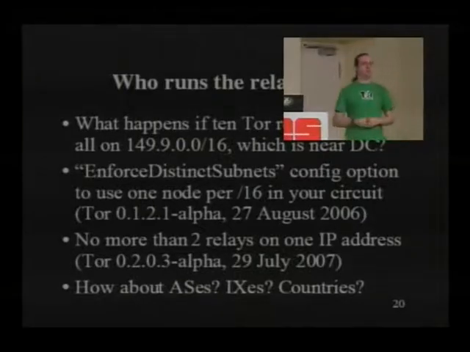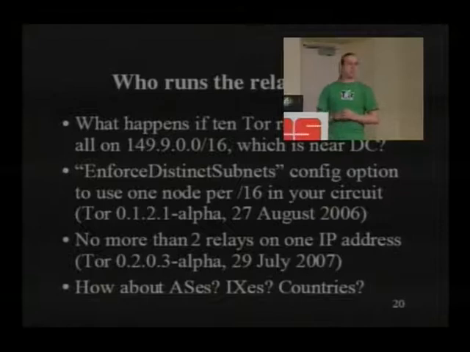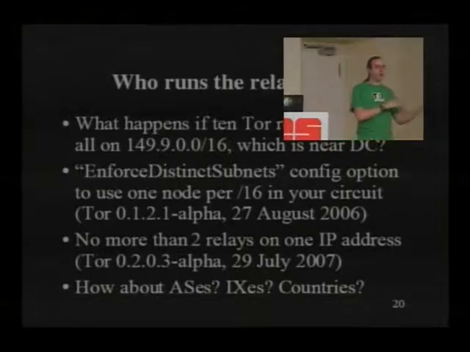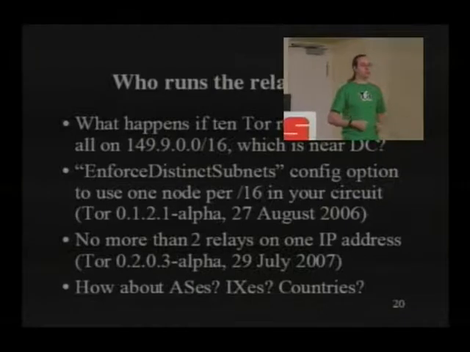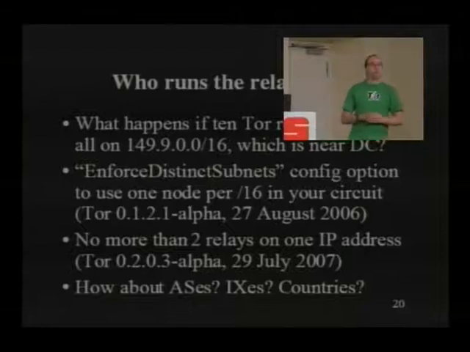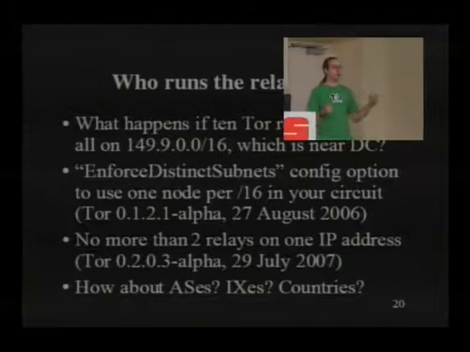the same /16 network. So the fix for that, in that case at least, is that now the Tor clients look at the different IP addresses and say, I'm never going to use more than one relay from a given /16 in my circuit. So there are a bunch of relays from 149.9, but we'll use at most one of them when we're connecting. So that means we're never going to have one at the beginning of the circuit and at the end of the circuit.